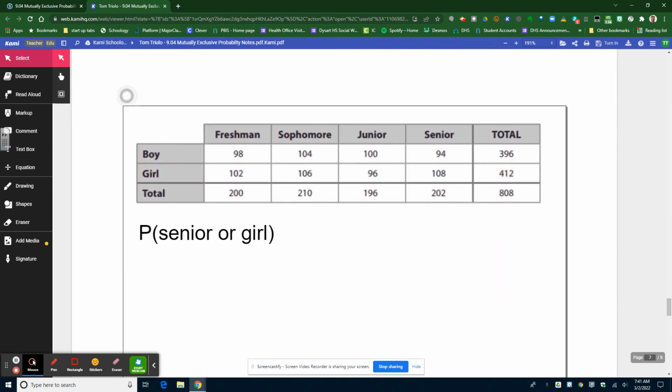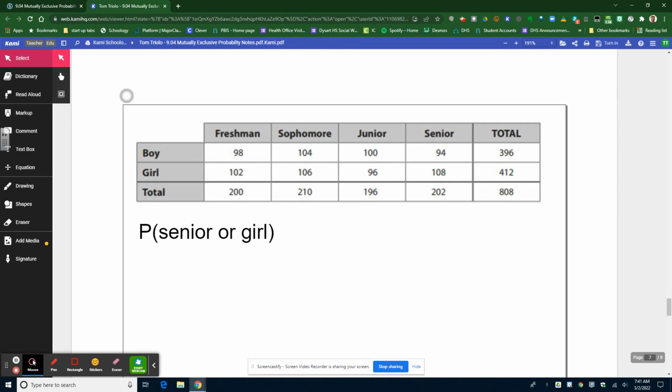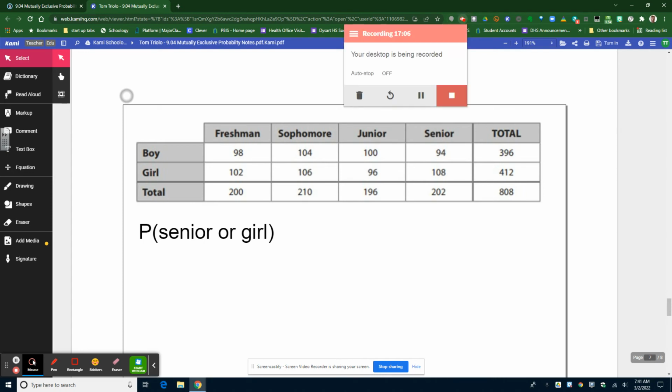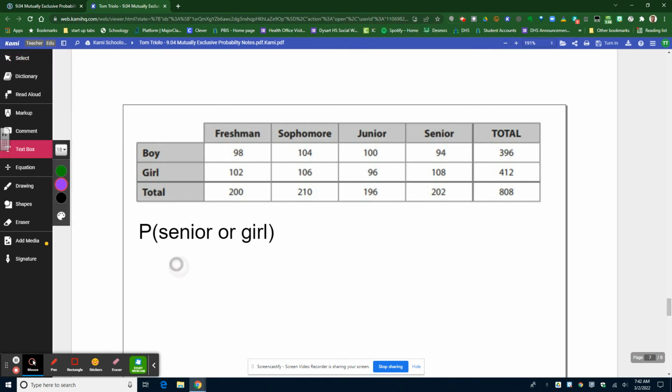Take a look at this one. Okay. First thing I want you to do is write this in words. Probability of senior plus probability of girl minus probability of a senior girl. Write those words. Probability of senior plus. Okay. So text box. Capital P, parentheses, senior. So that's all the seniors.